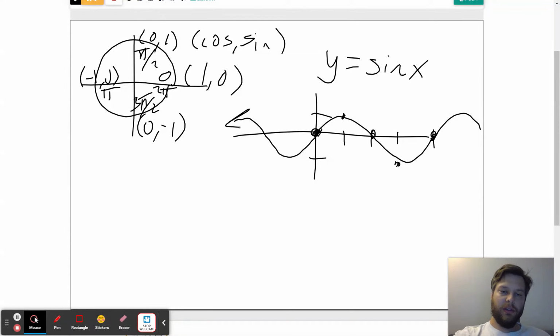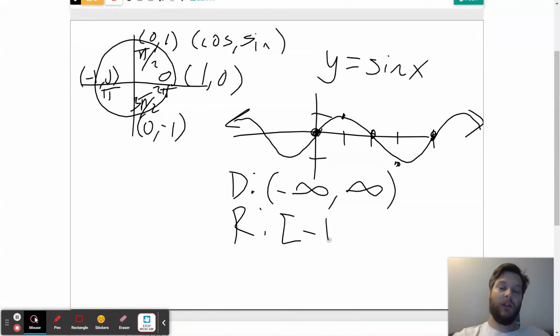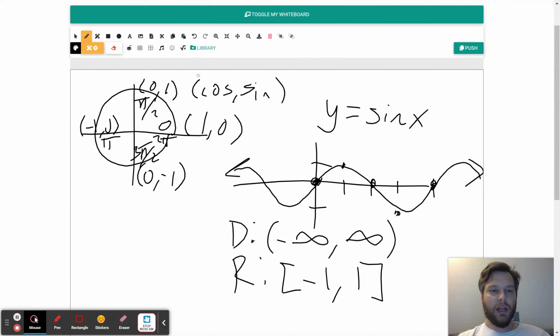Because your graph continues to the left and to the right an infinite distance, we can talk about the domain being endless. It never stops going to the left and it never stops going to the right. So we say negative infinity to infinity. However, I want you to notice what the highest and the lowest values are. It never goes above 1 and it never goes below negative 1. So when we talk about the range, we include negative 1 and then 1 with the brackets. That just means that your sine wave does touch those values, but it never goes above 1 and it never goes below negative 1.